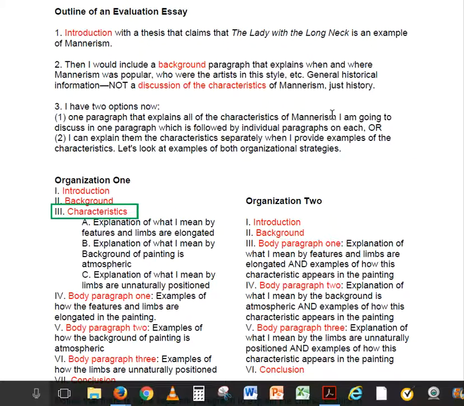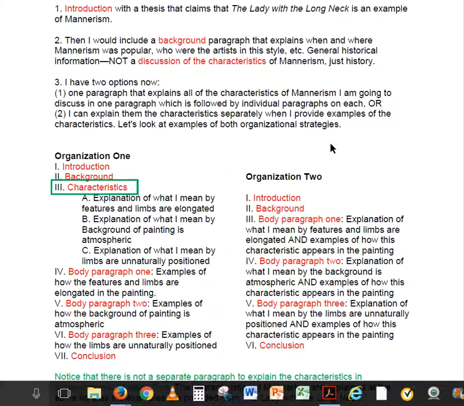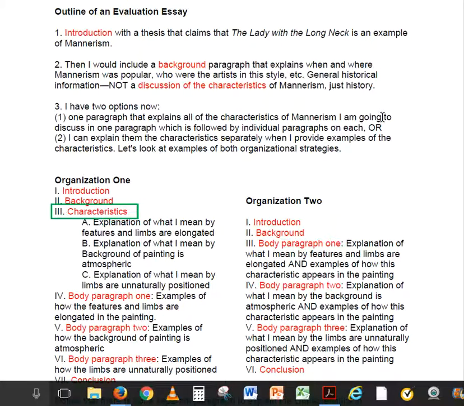Hey everyone, let's look at an outline of what your evaluation essay would be like in terms of the introduction and the little bit about the background information, but mostly focusing on characteristics and how we would go about pulling samples for those characteristics. So I'm using the information from the PowerPoint on the lady with the long neck.